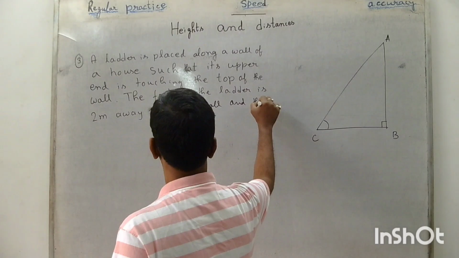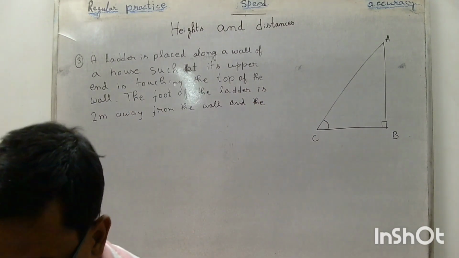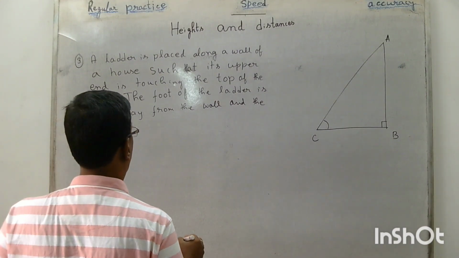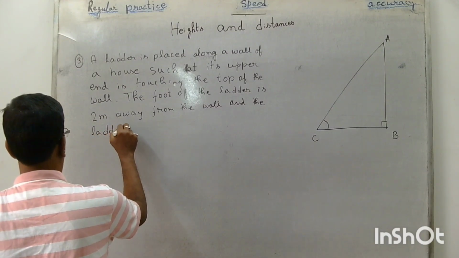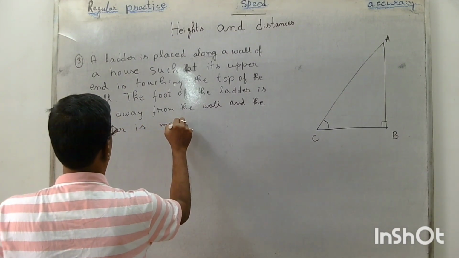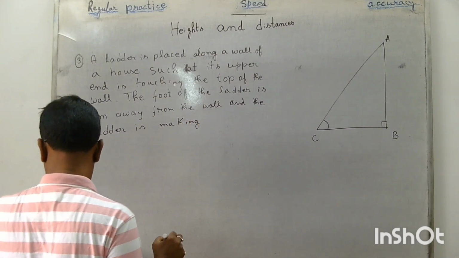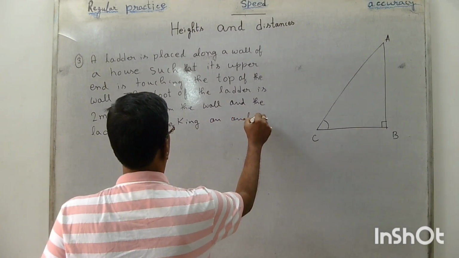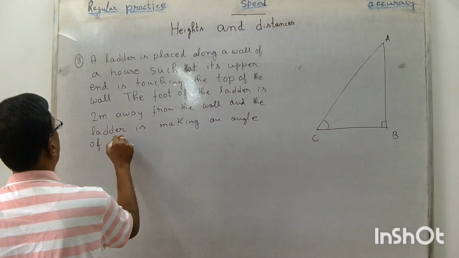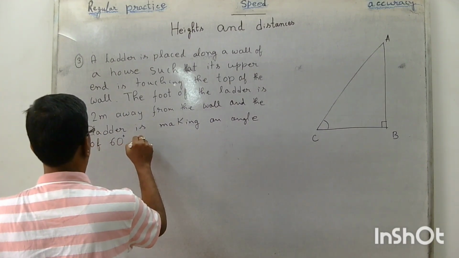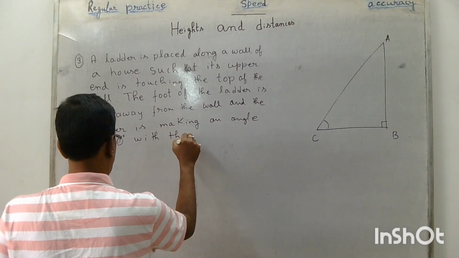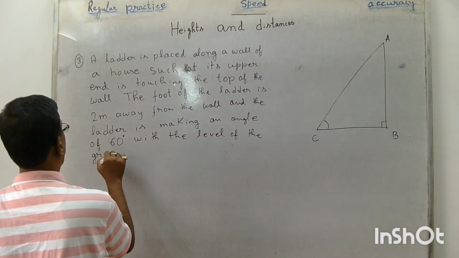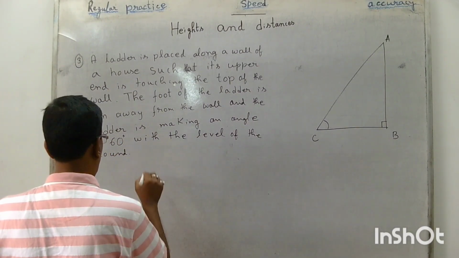And the ladder is making an angle of 60 degrees with the level of the ground. Determine the height of the wall.